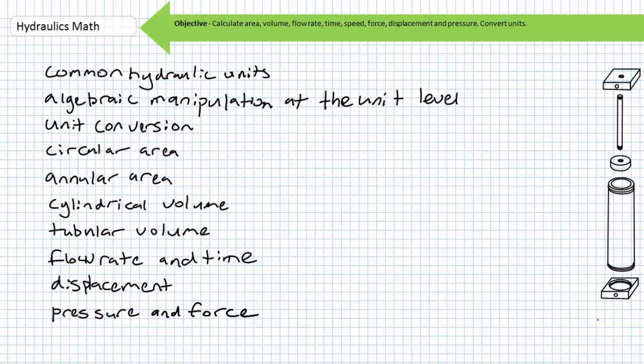These blanket warnings and best practices having been issued, we are now ready to discuss hydraulics math. We'll discuss common hydraulic units, algebraic manipulation at the unit level, unit conversion. We'll learn to calculate circular and annular surface area, and cylindrical and tubular volumes. We'll discuss flow rate and time, displacement, and finally, pressure and force.